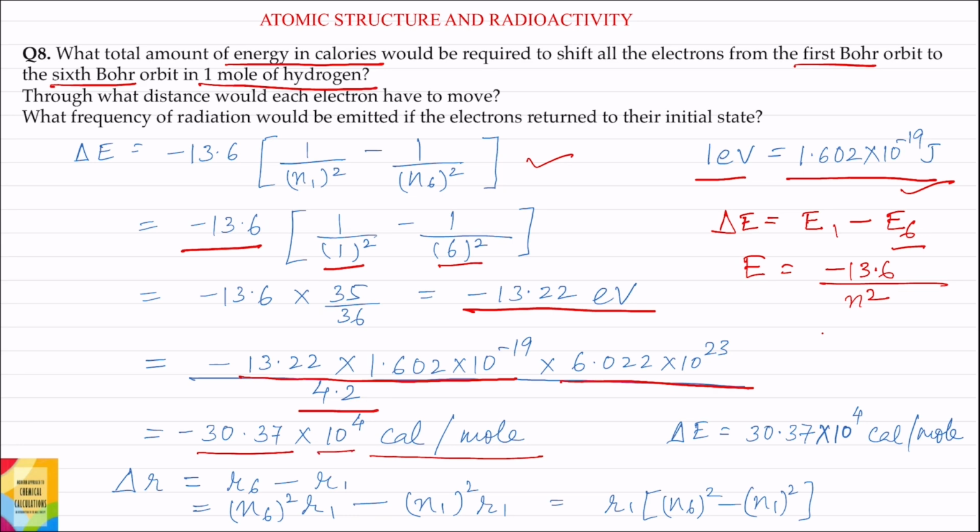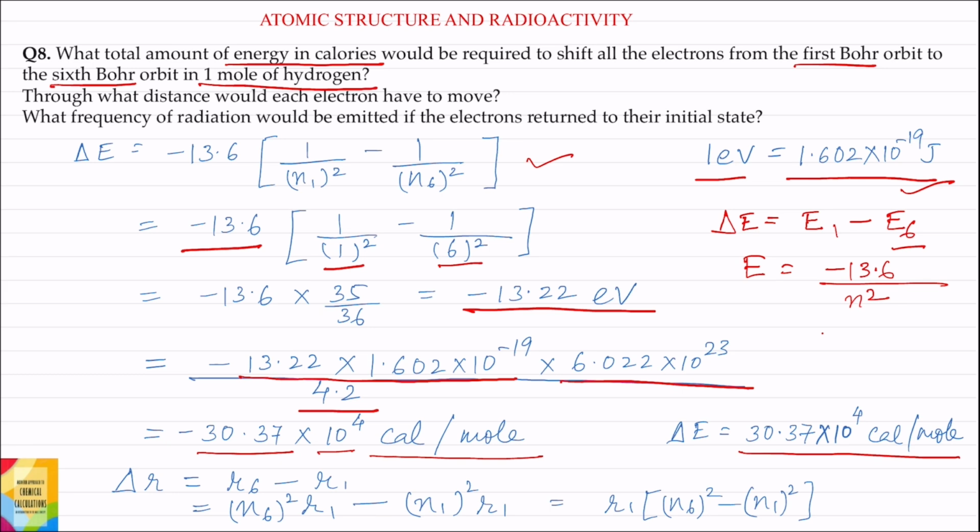So the energy which has to be supplied, or which will be required to shift the electrons from the first to the sixth Bohr's orbit, will be equal to plus 30.37 into 10 to the power 4 calories per mole.